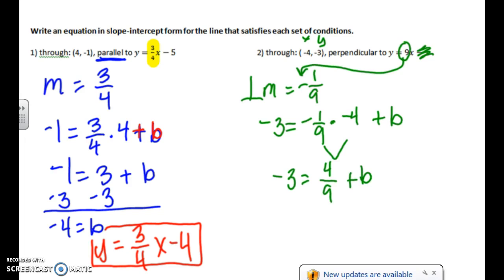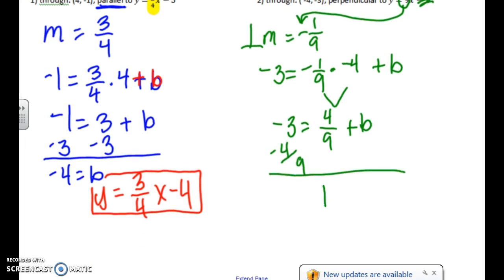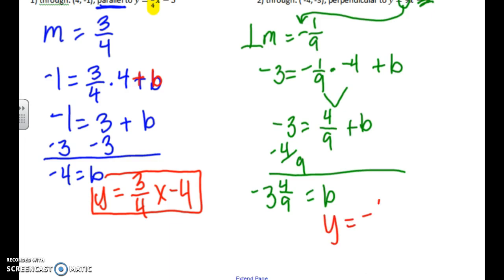Since that's positive 4/9, we're going to subtract 4/9 over here, which gives me -3 and 4/9. So my final answer is going to be y equals -1/9. Make sure, because a lot of people forget and go back to their original slope, that you keep your new slope. So y equals -1/9 x minus 3 4/9.